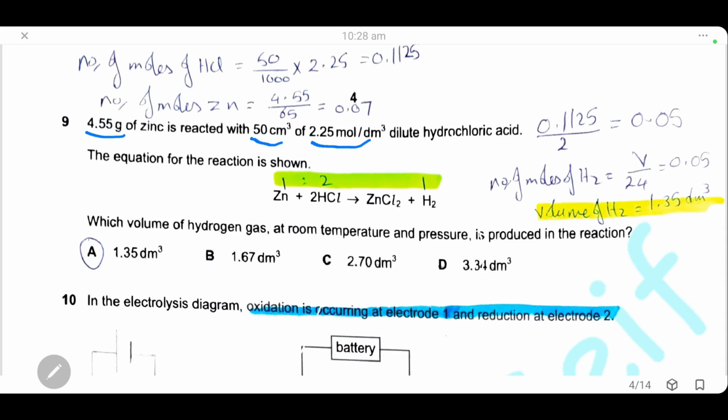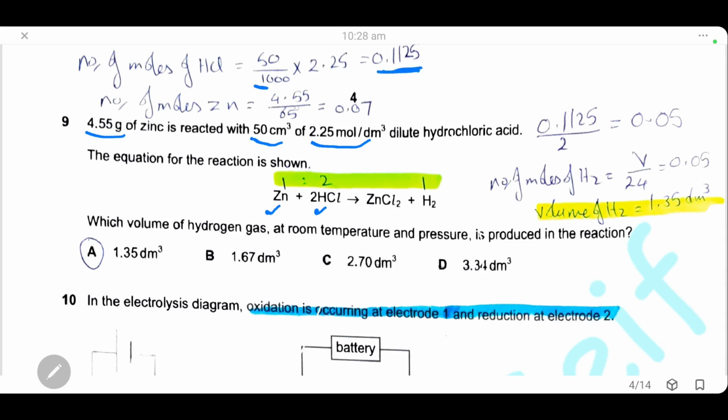Here we have information to calculate the number of moles of zinc and number of moles of hydrochloric acid. So we will determine both the number of moles of zinc and the number of moles of hydrochloric acid, and we compare to know which one is in excess. First, number of moles of hydrochloric acid will be the concentration multiplied by the volume. Here I divide 50 by 1000 to get the volume in decimeter cube. So number of moles of hydrochloric acid will be 0.1125. This is the number of moles of hydrochloric acid.